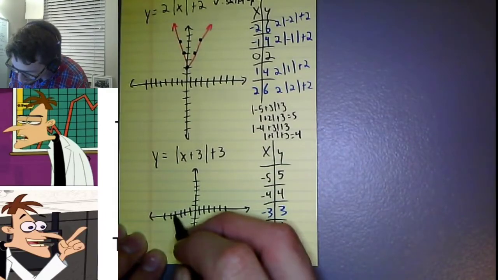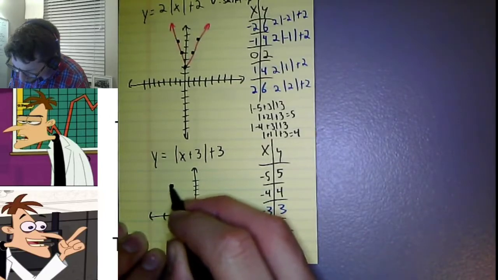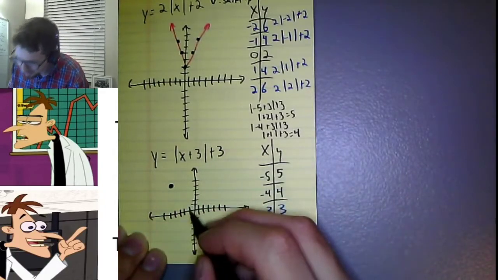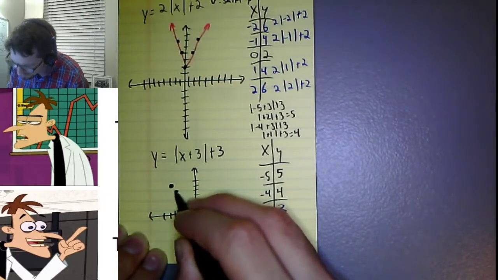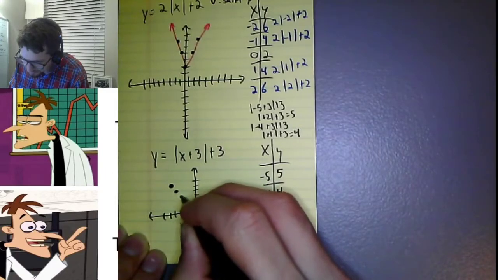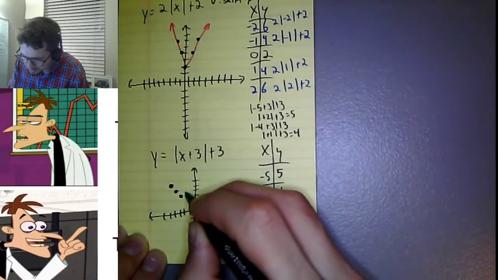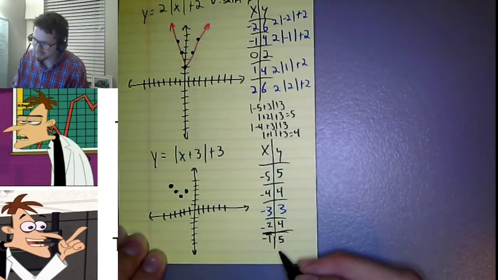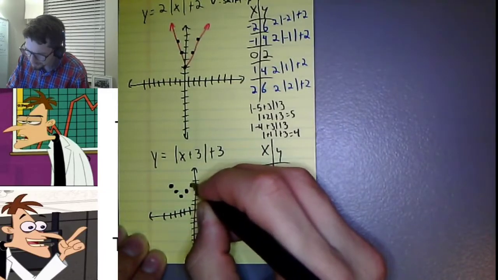1, 2, 3, 4, 5. Left 4, up 4. 1, 2, 3, 4. Left 3, up 3. 1, 2, 3. Left 2, up 4. 1, 2, 1, 2, 3, 4. And then left 1, up 5. Left 1, 1, 2, 3, 4, 5.